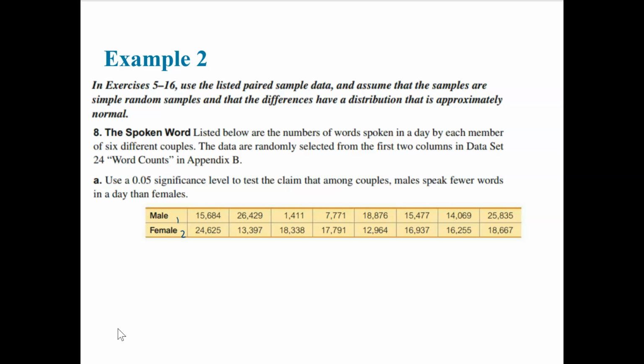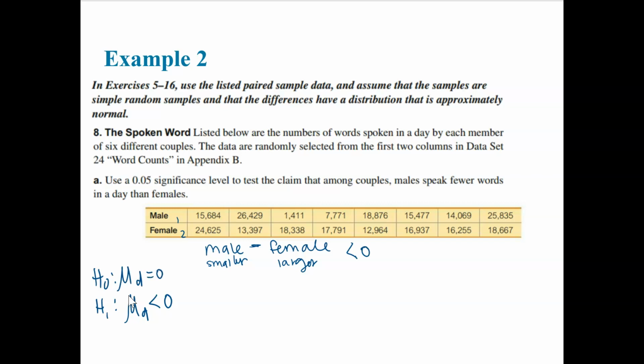If males speak fewer words than females, then that means if I was to take the male amount of words, and if they were smaller than females, then the difference between the two of these, what kind of numbers would I get? If the males were smaller numbers, that's what we're assuming. These are larger. If you do a smaller minus a larger, you're going to get negative. So what this really is saying is that the difference is going to be negative, that the difference is going to be less than 0. That's the claim. So our alternative hypothesis is the difference of these two would be less than 0. And then here we're saying that the difference would be the same, 0.